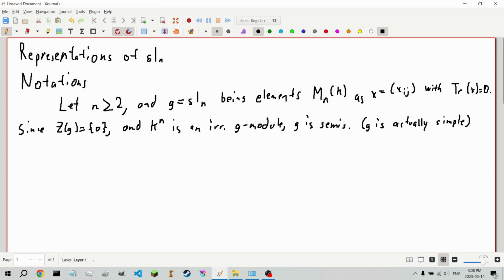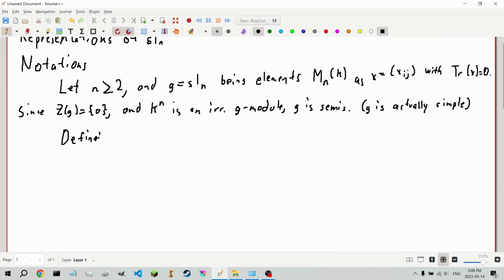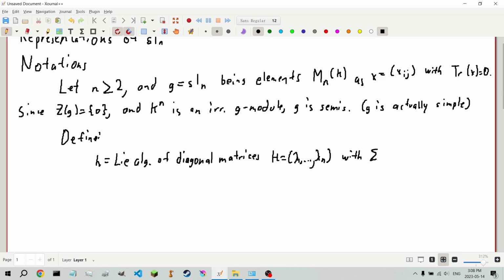And now we are going to define h to be the Lie algebra of diagonal matrices with elements lambda 1 through lambda n along the diagonal, with, of course, this being the special linear, so the sum of these diagonal components must be 0.